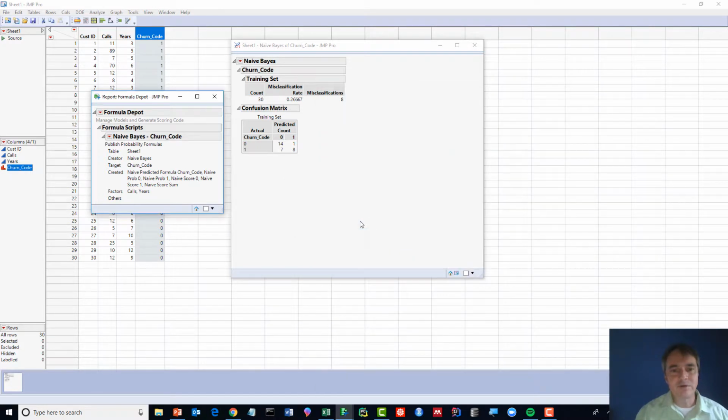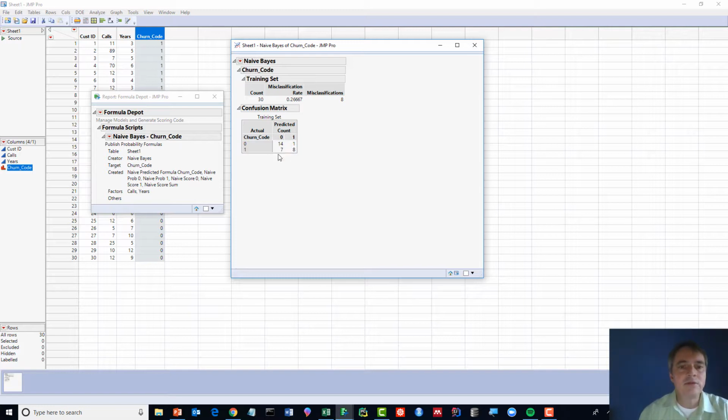For right now, I just want to know, how well did this work? Notice that I have a 27% misclassification rate. And once again, it gave me this confusion matrix right here, with the predicted and actual. And I do see that it does appear to be right more than it's wrong.